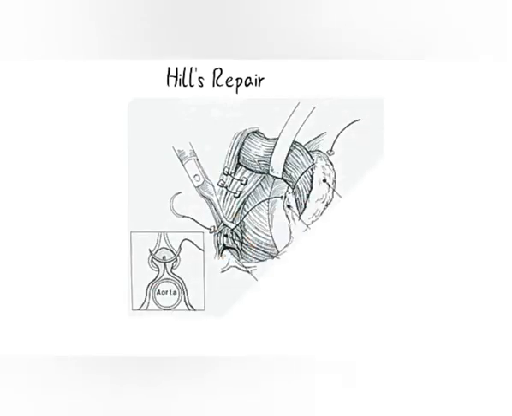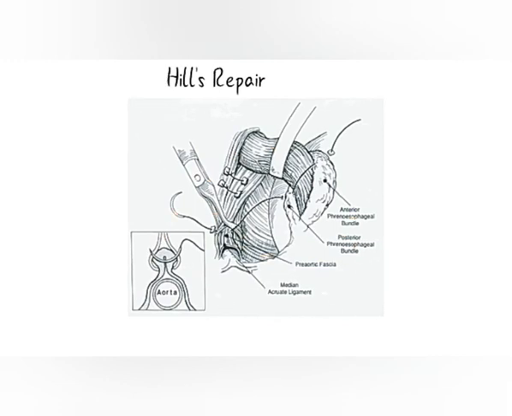Next is Hill repair. Hill repair is mainly repair of the median arcuate ligament. In this, the long intra-abdominal segment of the esophagus is firmly fixed below the diaphragm by anchoring the gastroesophageal junction to the median arcuate ligament, as described in the posterior gastropexy.